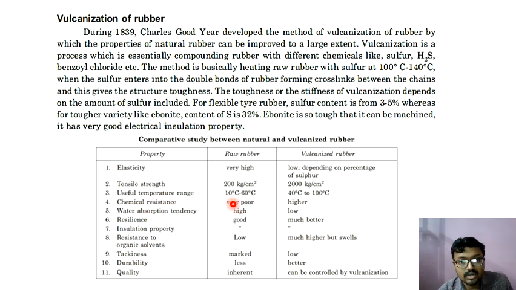Chemical resistance: natural rubber is not chemically resistant. It can be damaged in chemicals, but vulcanized rubber is chemically stable. Tensile strength is increased in vulcanized rubber. So these are the properties of vulcanized rubber. Remember that vulcanized rubber can be prepared from natural rubber by incorporating sulfur.